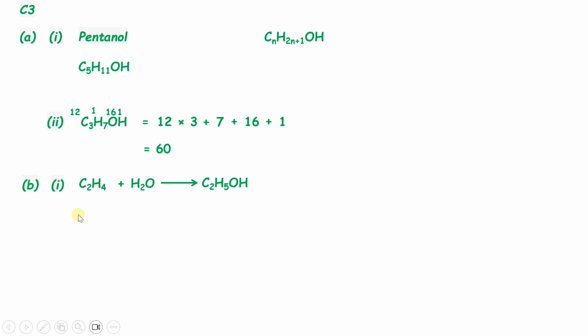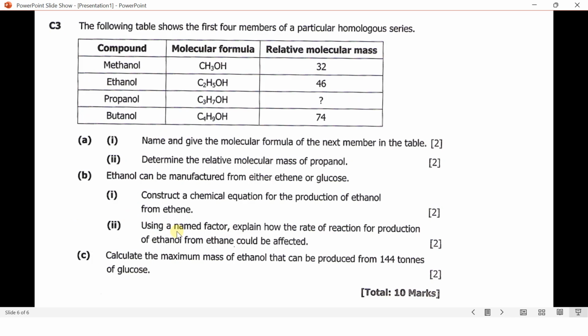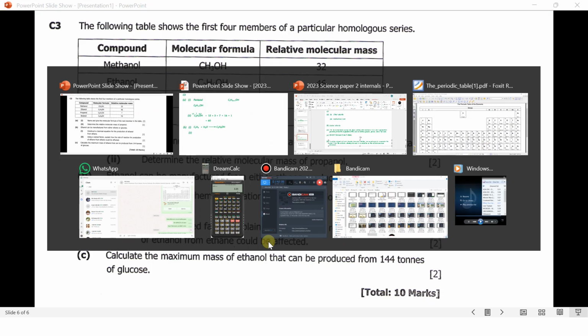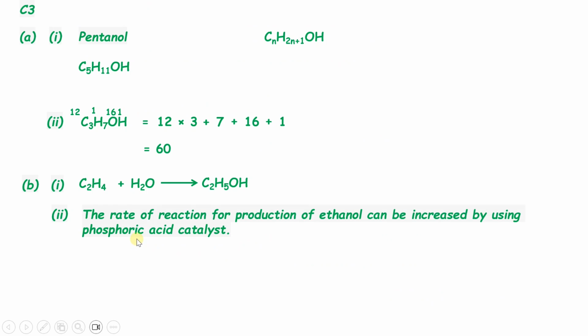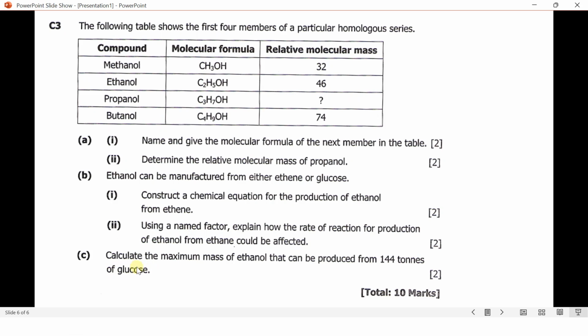Then we come to part 2. So let's go to part 2. We need to look at this question here: using a named factor, explain how the rate of reaction for production of ethanol from ethene could be affected. So we can say the rate of reaction for production of ethanol can be increased by using a phosphoric acid catalyst.